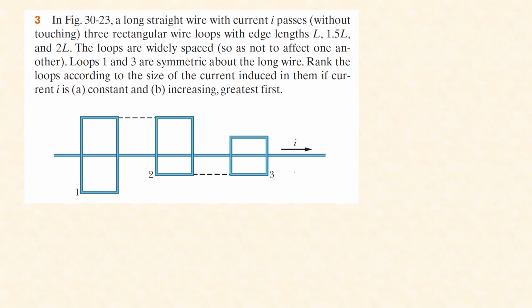What do you think? If the current I is constant, let's focus on A. If the current I is constant, how do you rank the three loops according to the current created in them because of the magnetic field of this current? Any ideas?